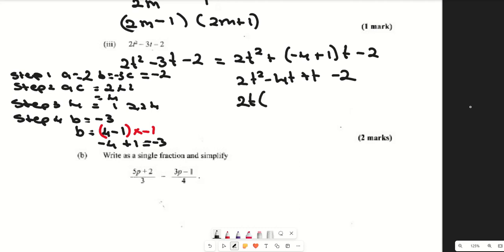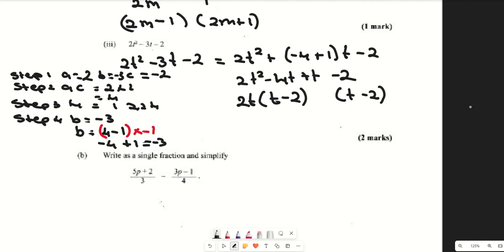Open bracket. 2t by what would give you 2t squared? T here. And 2t by what would give you minus 4? Well, 2 by minus 2. Right, we have our term, so our bracket must be the same, t minus 2. And then you work backwards.